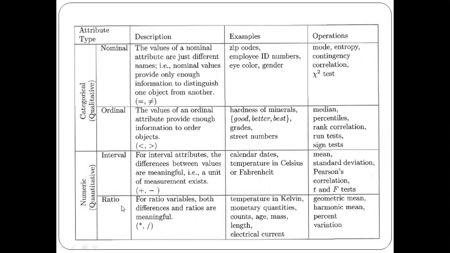And then for ratio attributes, apart from the difference, that is interval, we are going to consider the ratios also. The operators which we will be using here are multiply and divide. For example, temperature in Kelvin, some of the monetary quantities, count, age, and mass. All these are ratio attributes. We can express them in the form of a ratio here. And the operations are geometric mean, harmonic mean, and percent variation.